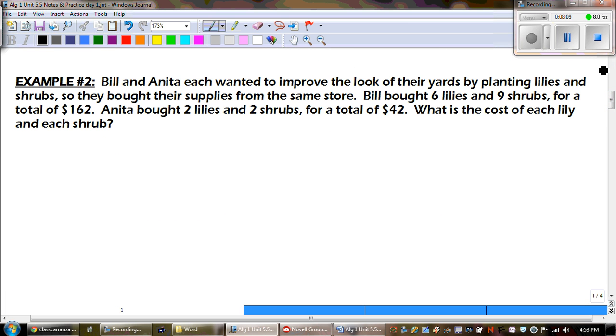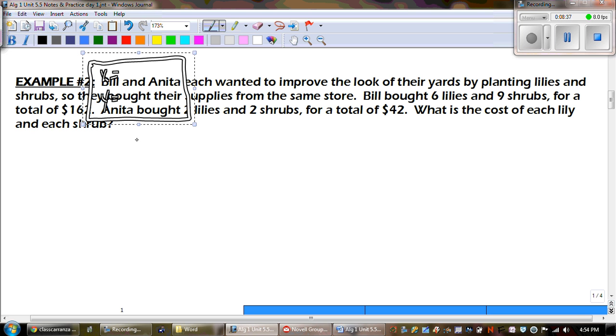Example number two. Bill and Anita each wanted to improve the look of their yards by planting lilies and shrubs. So they bought their supplies from the same store. Bill bought 6 lilies and 9 shrubs for a total of $162. Anita bought 2 lilies and 2 shrubs for a total of $42. What is the cost of each lily and shrub?